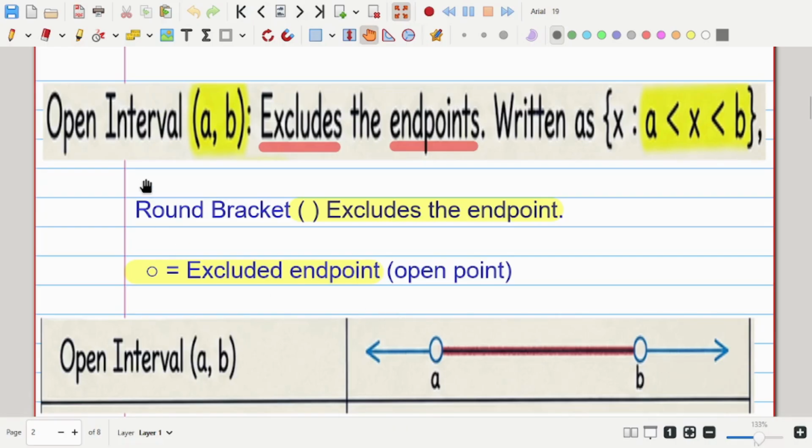The trick is this: look at my cursor. The O shape is round. Therefore, we write the round bracket for an open interval. You can remember it this way: O is round, so use round brackets for an open interval.